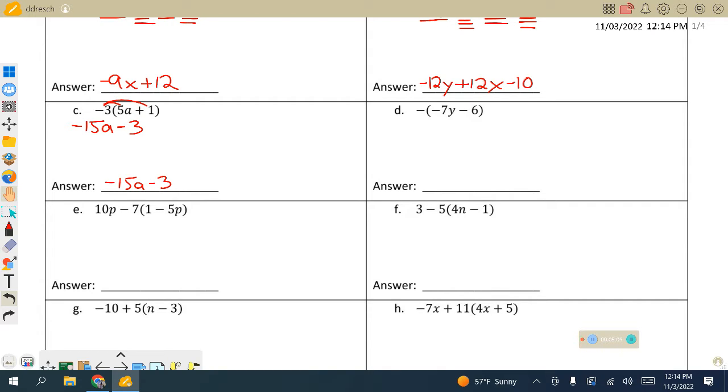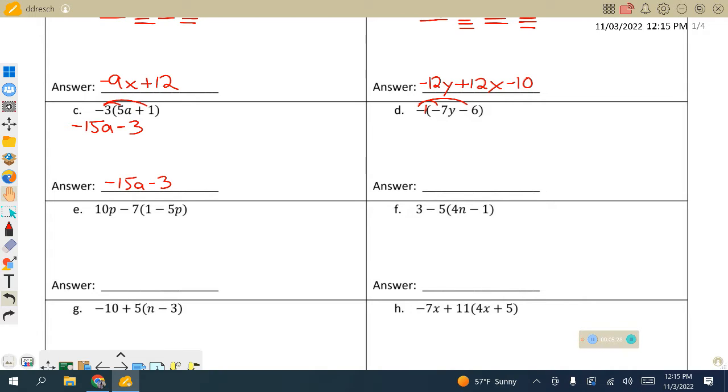Okay? How about the next one? When I look at this next one, I don't see a number out front. All I see is that negative sign. So what number is hiding there? Brandon, put the phone away. 1. Thank you. So we have ourselves a negative 1 we're going to distribute.